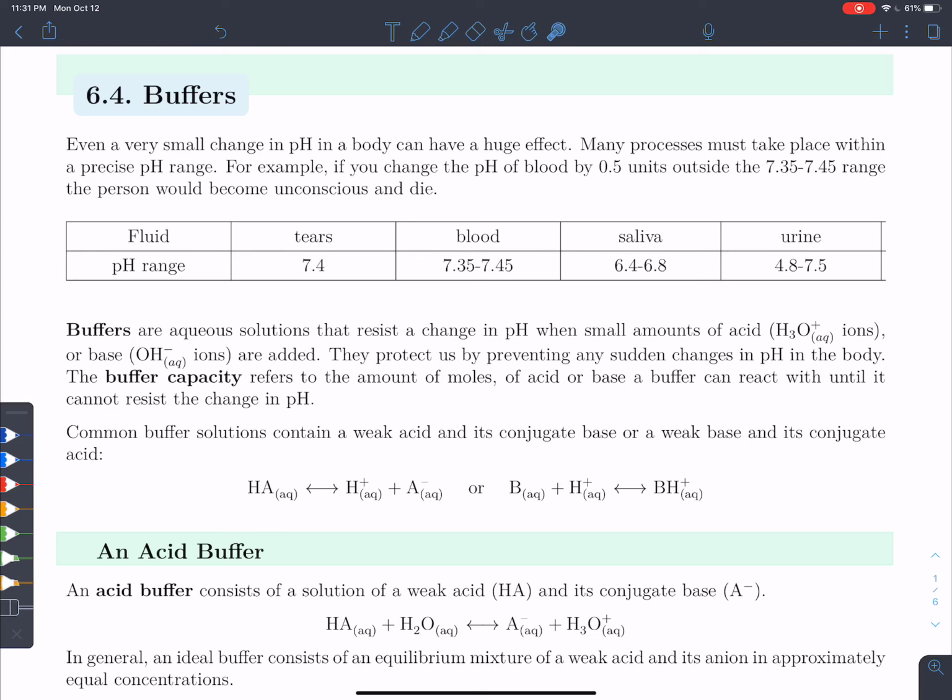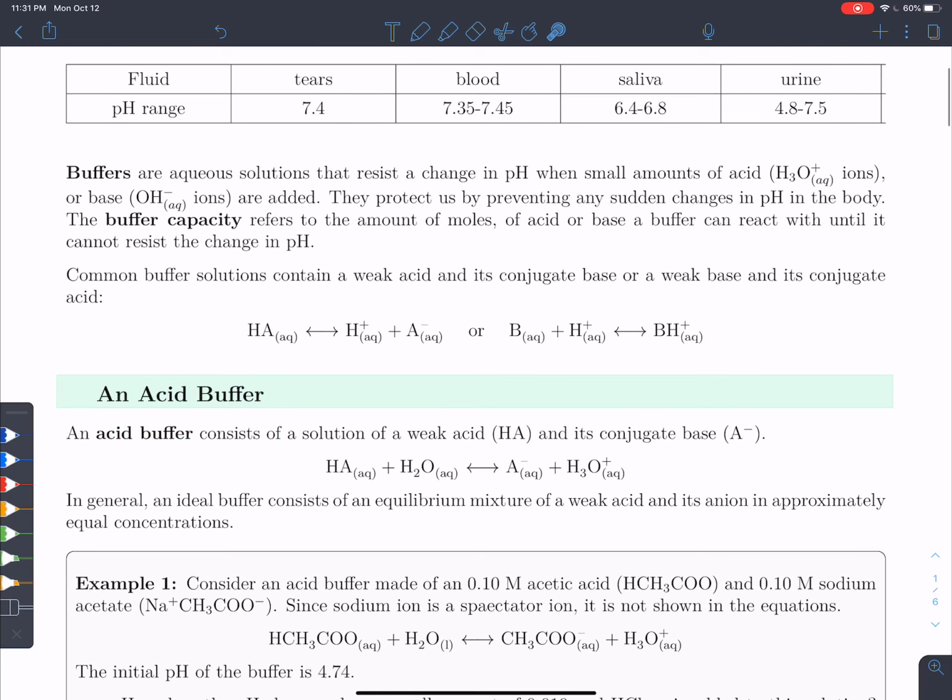When we're dealing with buffer solutions, we're usually dealing with a weak acid and its conjugate base, or a weak base and its conjugate acid. I've included two equations here that showcase that type of buffer reaction. So you have your acid reacting with your conjugate base, and you have your base reacting with your conjugate acid.